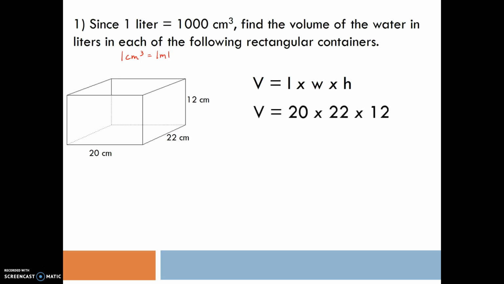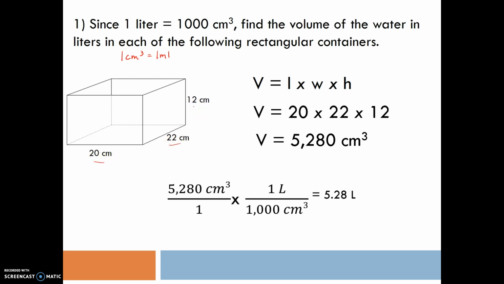So we'll fill in our variables: 20 times 22 times 12. And then we'll find the volume, which is 5,280 centimeters cubed. We're in centimeters cubed because we multiply centimeters by centimeters by centimeters. But now we need to convert that to liters. So we're going to put 5,280 centimeters cubed over 1, and then multiply it by 1 liter per 1,000 centimeters cubed. Remember that our fraction bar can also mean per, and remembering that will help you set up your unit conversions correctly.